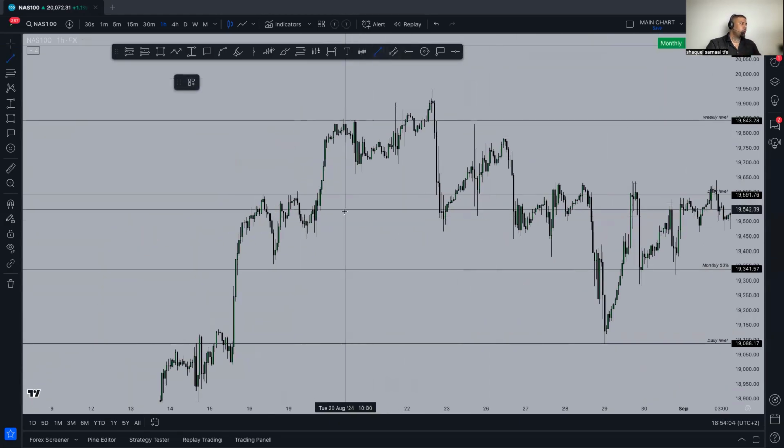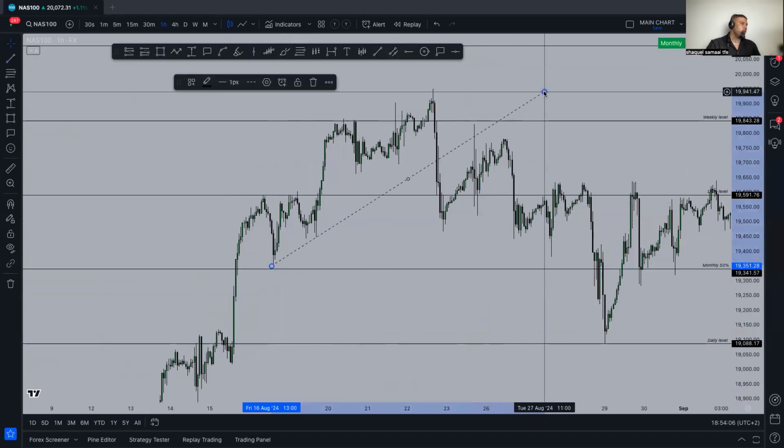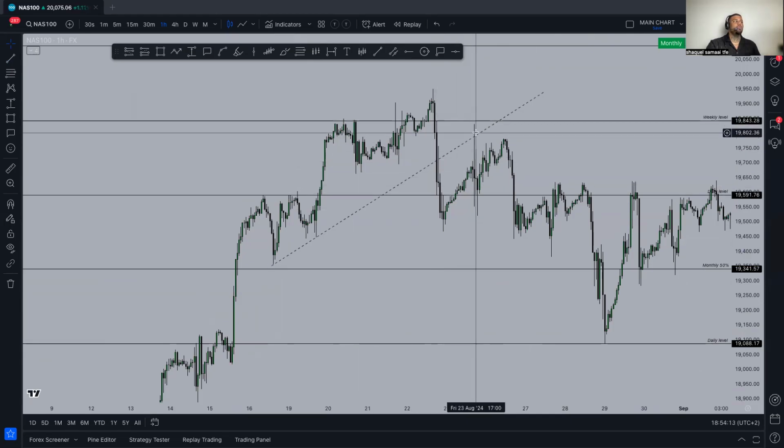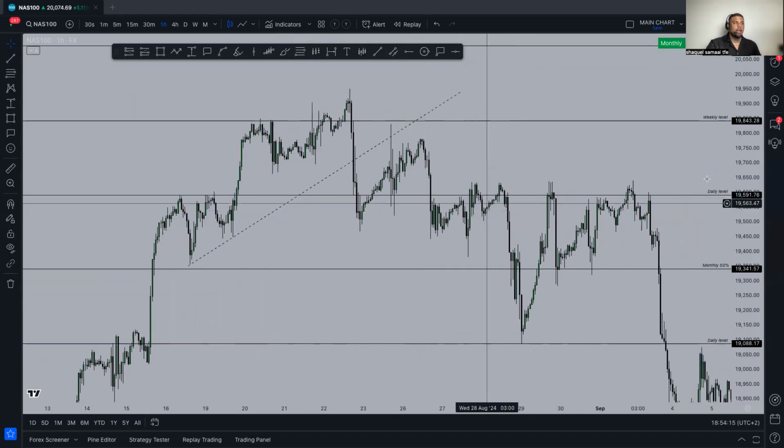Here's another one to show you guys. You can see a little trend right here like this. Okay, guys, the market comes into that resistance level, which is the weekly, breaks below, breaks the trend, and then comes back to test it. That is when you look to sell into the daily level over there.